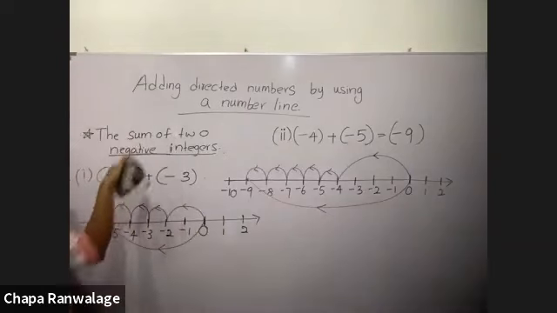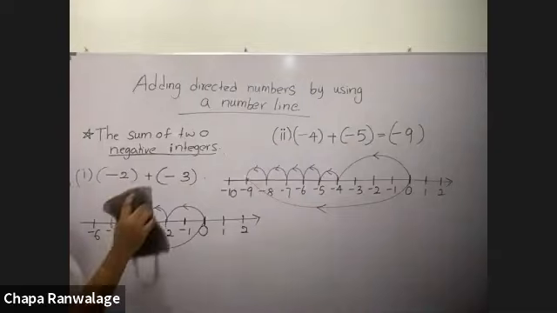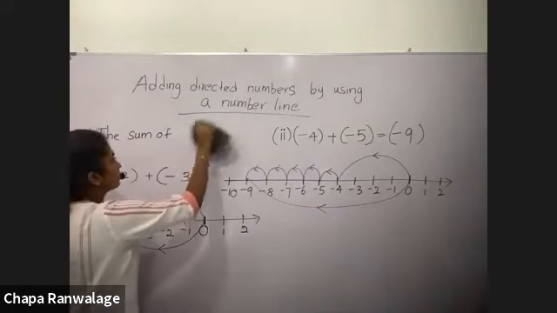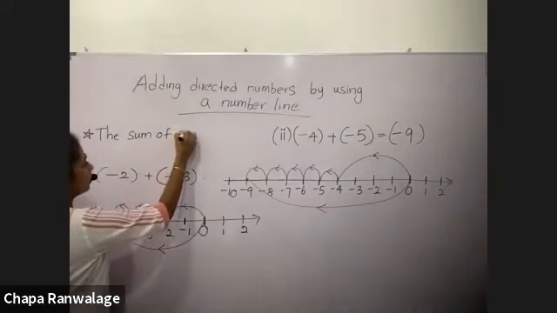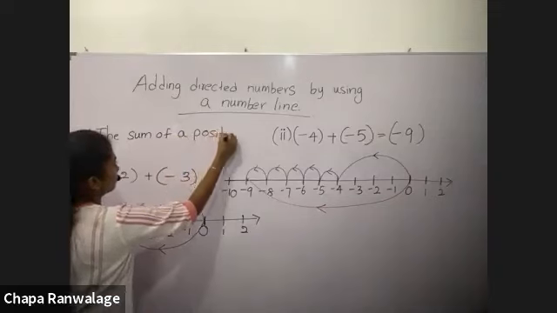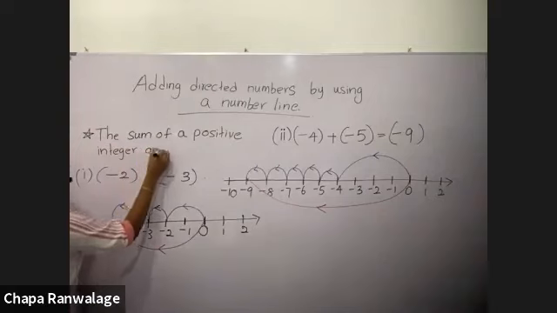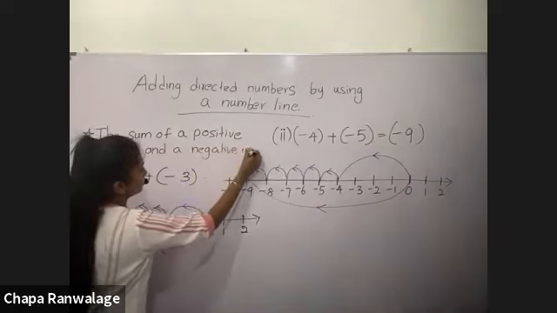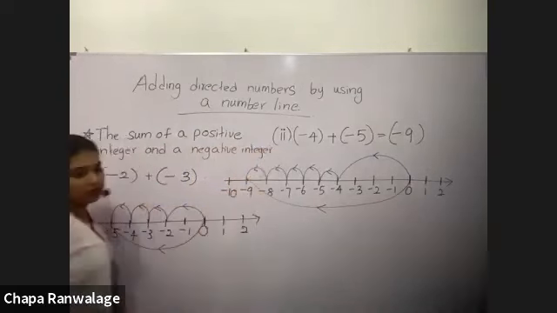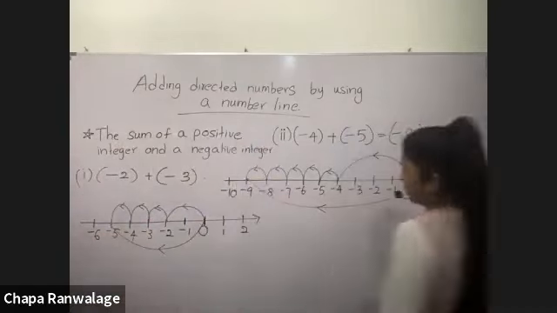Next one. Write the topic. Next topic is the sum of a positive integer and a negative integer. The sum of a positive integer and a negative integer. Okay, positive and negative.